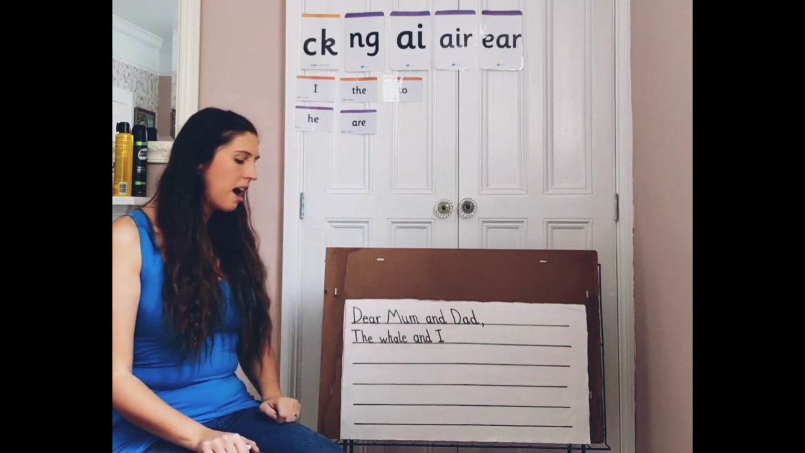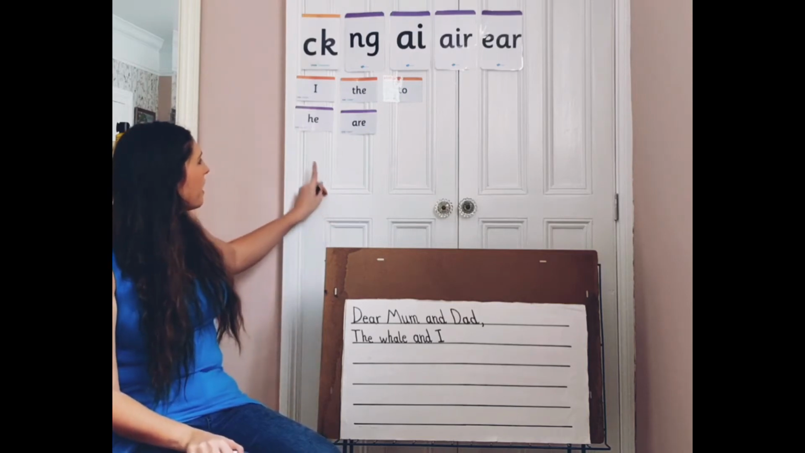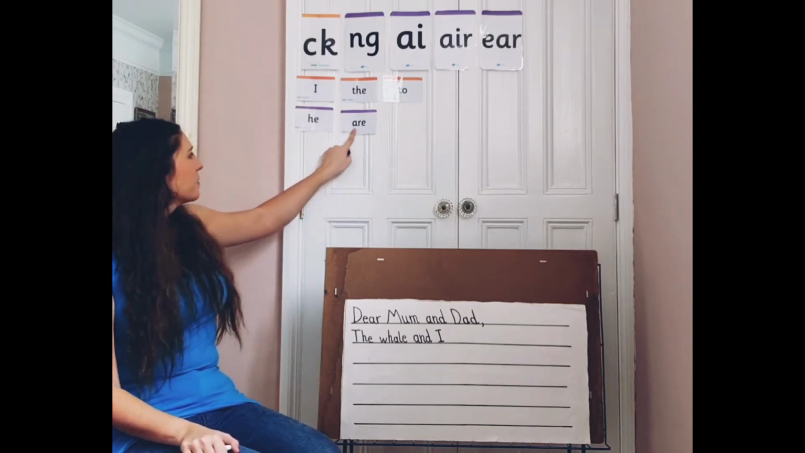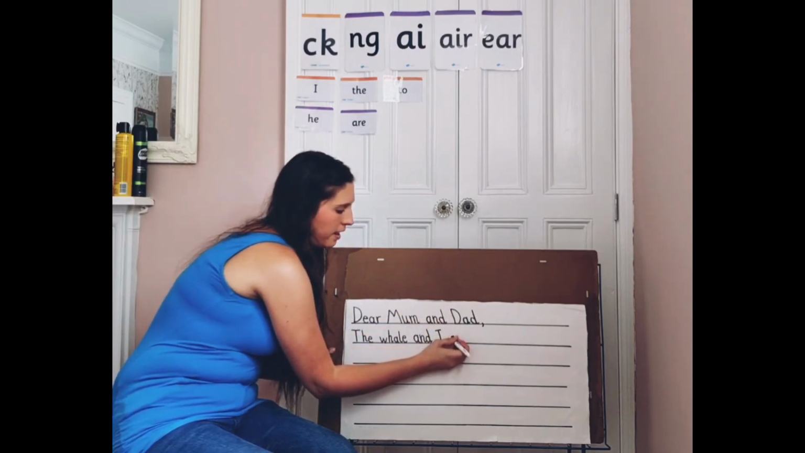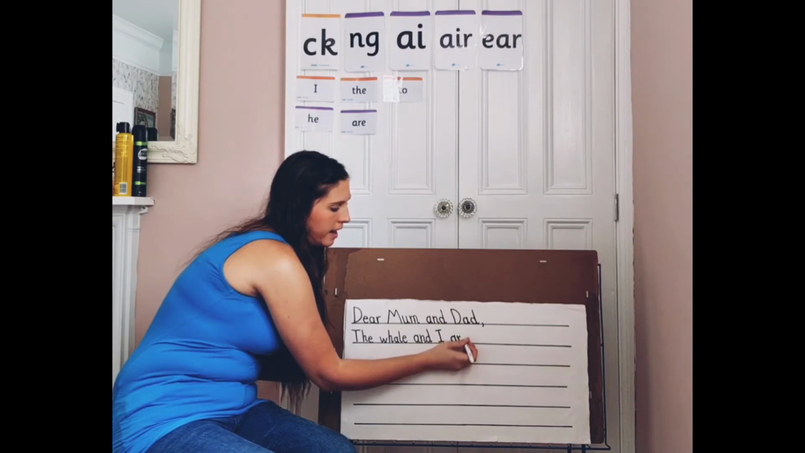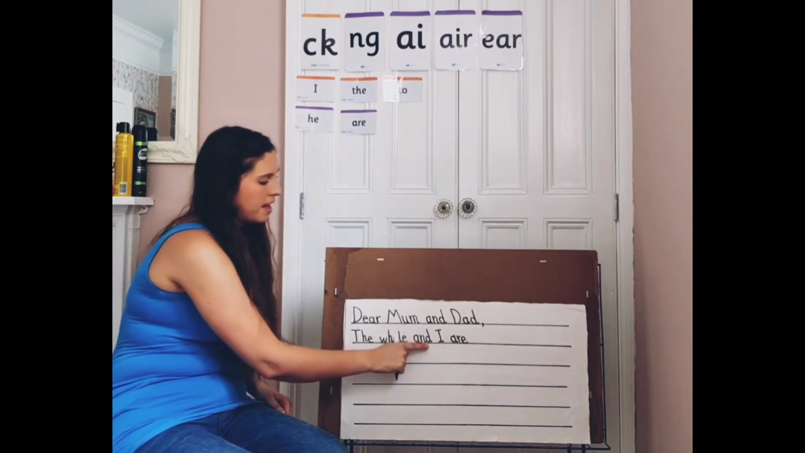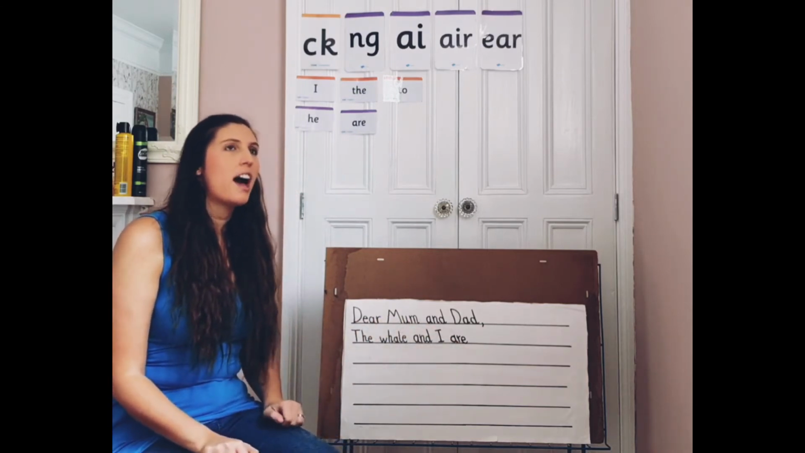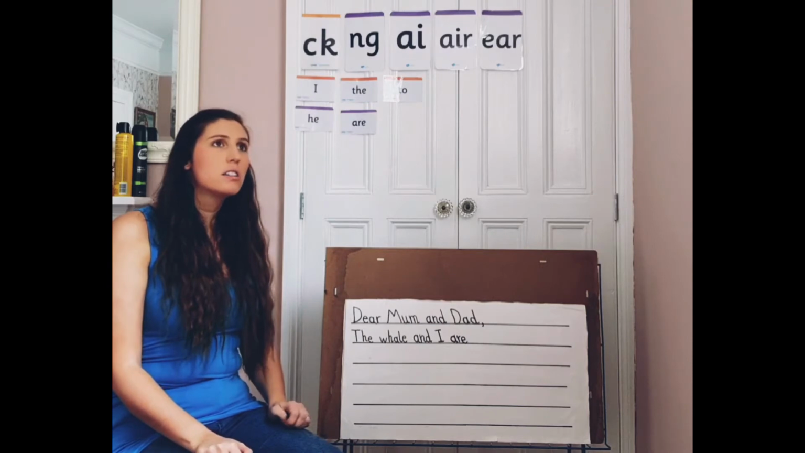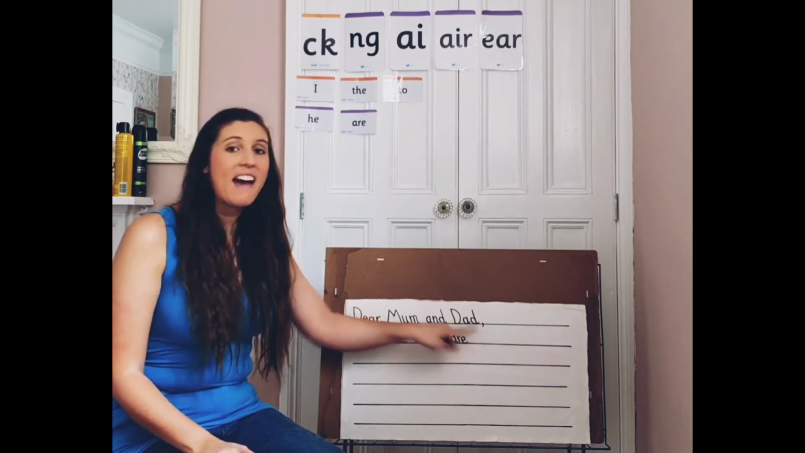So the next word is are. Again, that's actually a tricky word. I've got it up here. Can you see it? It's this one here. Are. So we spell it A-R-E or A. The whale and I are. The whale and I are having lots of fun. The whale and I are having.